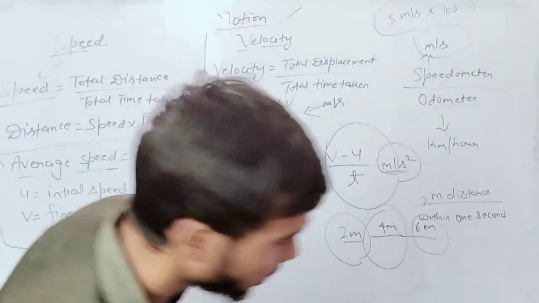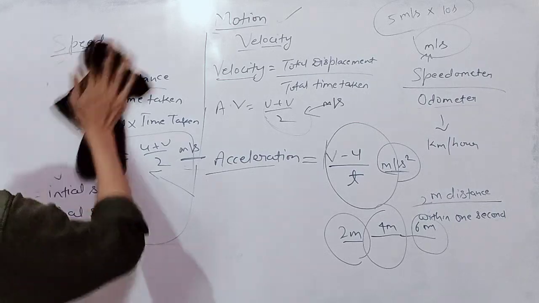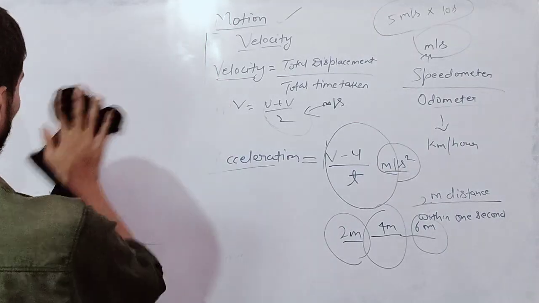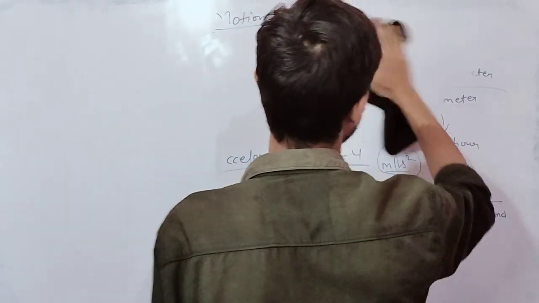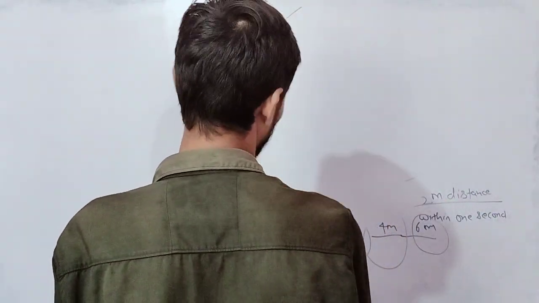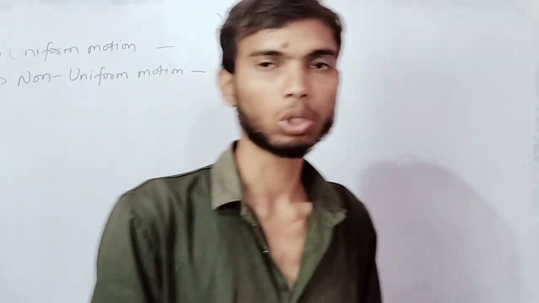Now uniform motion and non-uniform motion. What do you think about uniform motion and non-uniform motion? The meaning of both is very simple.